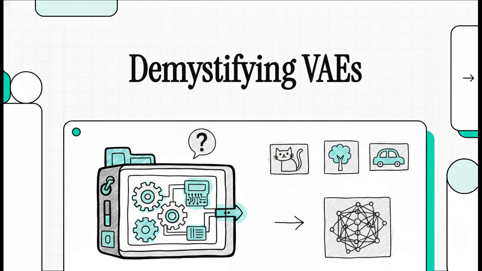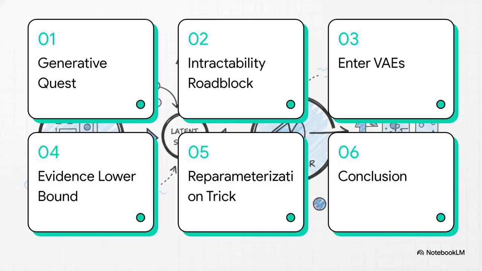We're going to unpack a major breakthrough that attempts to do exactly that. We are demystifying variational autoencoders, or VAEs. Honestly, it's one of the absolute most elegant architectures in modern AI. Let's get into it. And hey, don't sweat it if deep learning papers usually read like an alien language to you. We've got a really clear roadmap today.